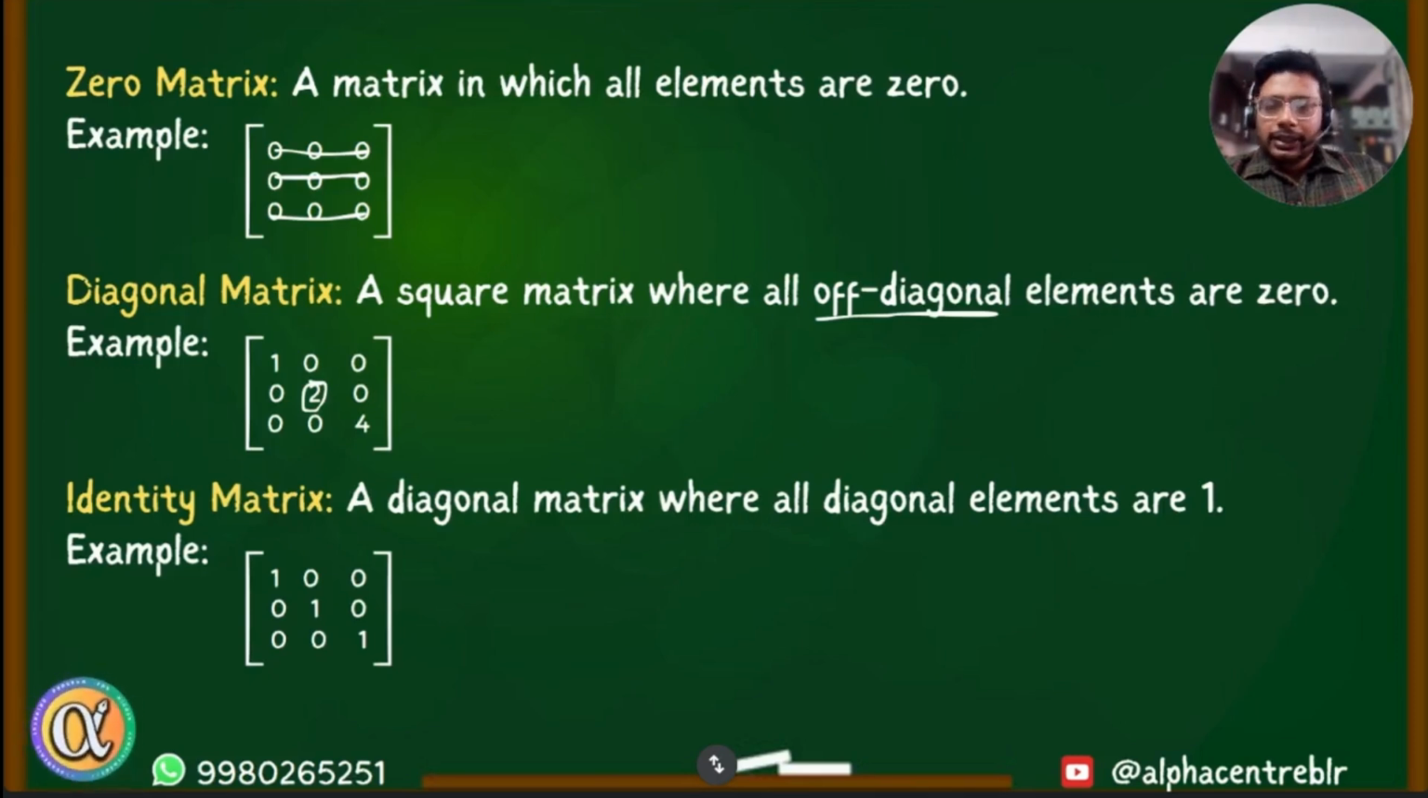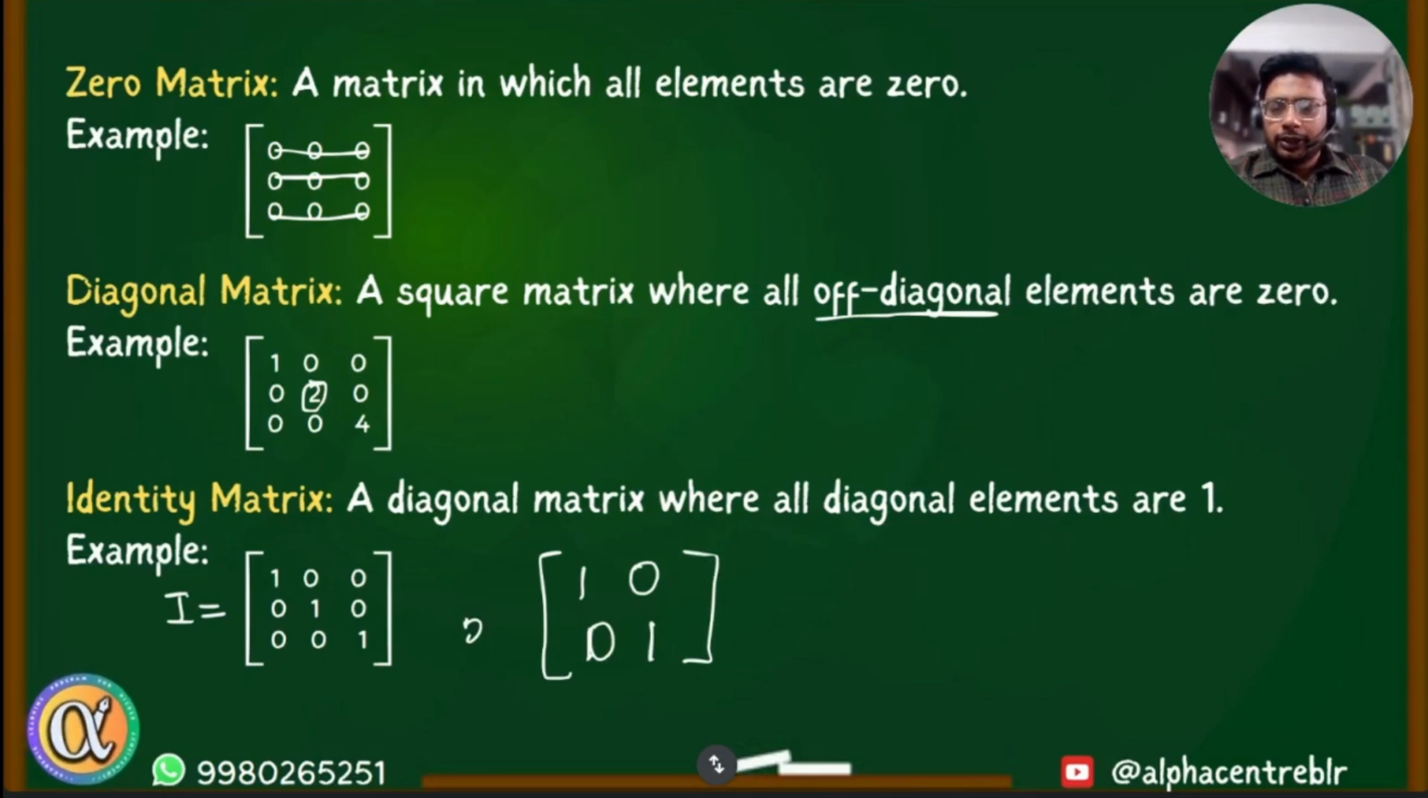Next is the identity matrix. An identity matrix is a diagonal matrix where all the diagonal elements are 1. So the principal diagonal elements, unlike the regular diagonal matrix, can be any number. This is more specific. These are all 1. So it's 1, 1, 1. Okay. So the identity matrix is also known as a unit matrix, right? Yes. So a 2 by 2 unit matrix looks like this. Okay. This is a 3 by 3 unit matrix, and this is a 2 by 2 unit matrix.